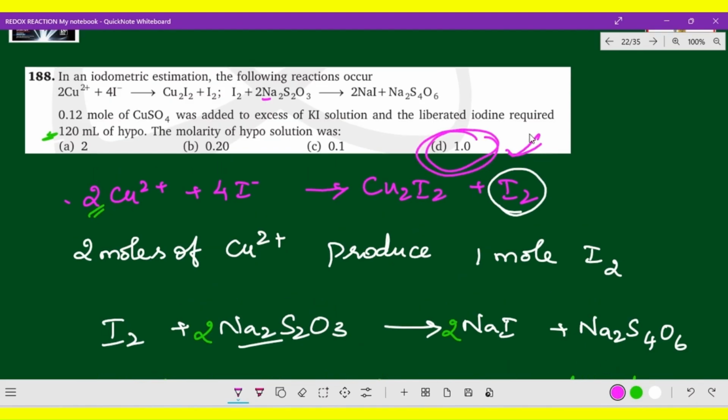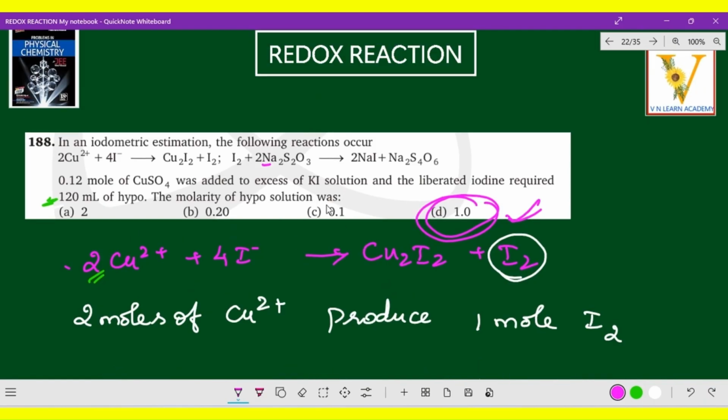I hope you got the clarity. From this only you can identify. See, here you don't need to go for given mass or molecular mass. From the number of moles required, how much has been produced and how much consumed, from there only you can get that idea. Yes, come on, let's go to the next question.